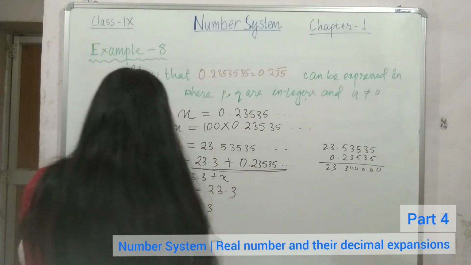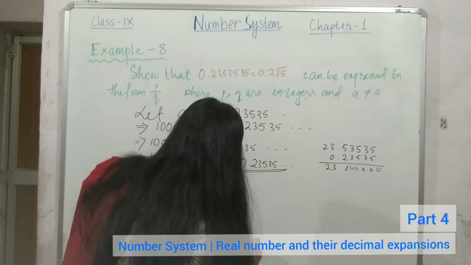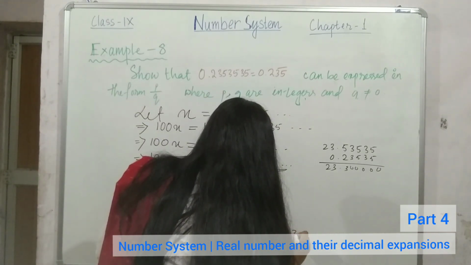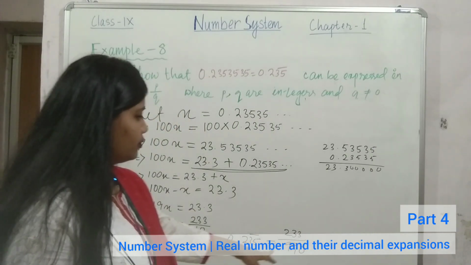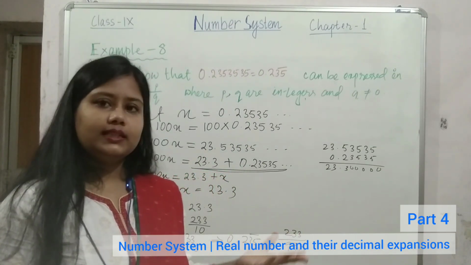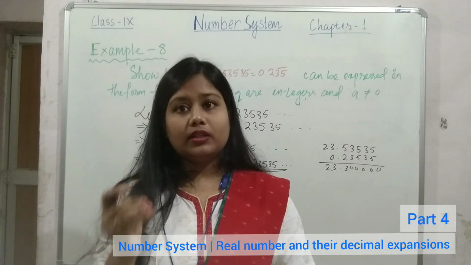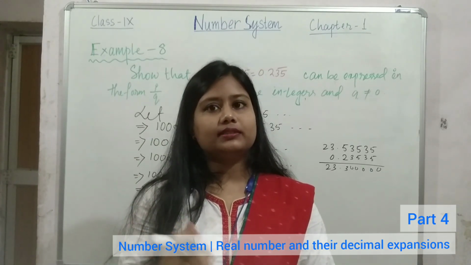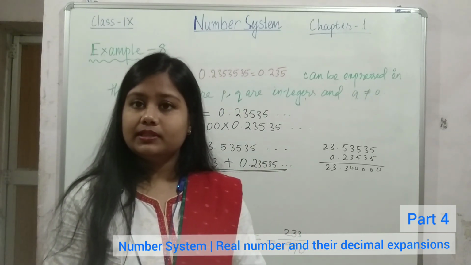That implies we will place the decimal number in the place of x. So 0.23 bar over 35 is equal to 233 divided by 990. So it is obviously converted into a rational number. So in the last 3 examples, we came to know that any decimal number that is non-terminating and recurring can be converted into a rational number. And we did it through these 3 examples.